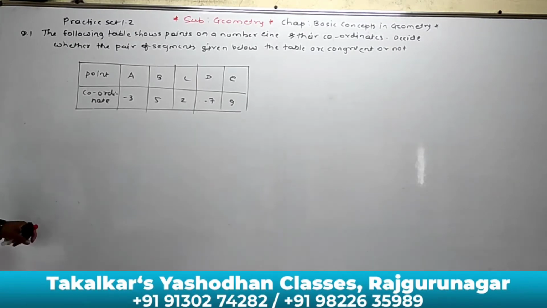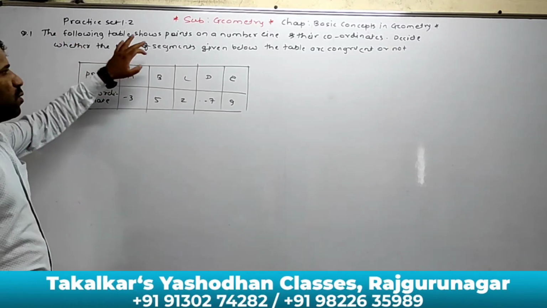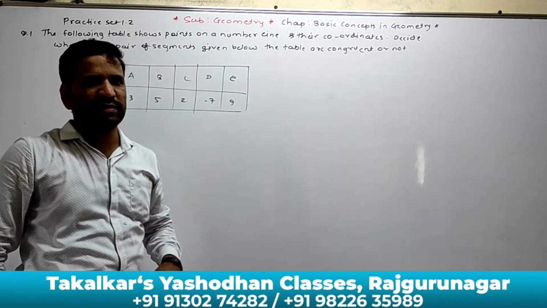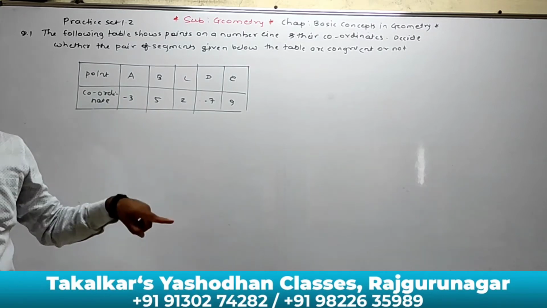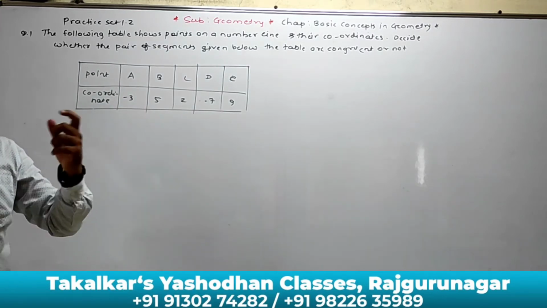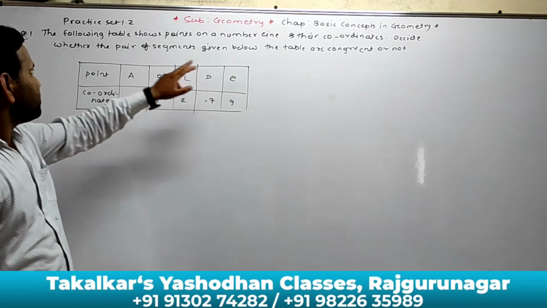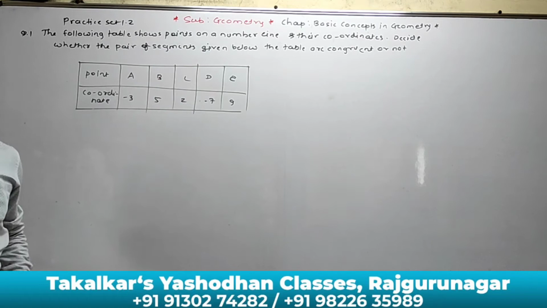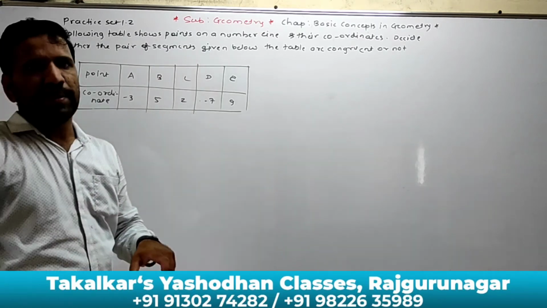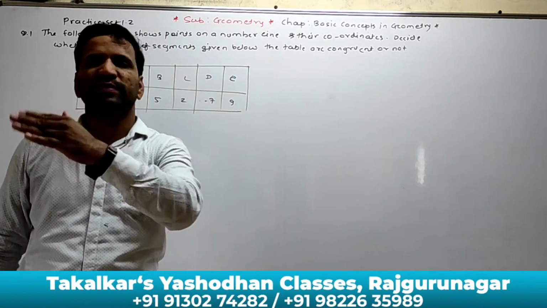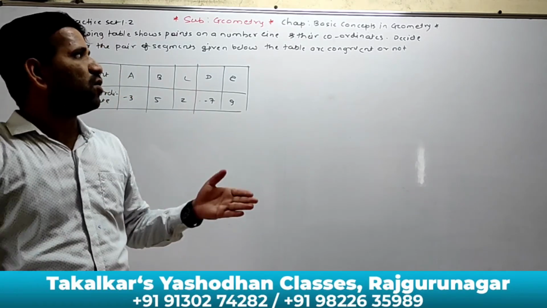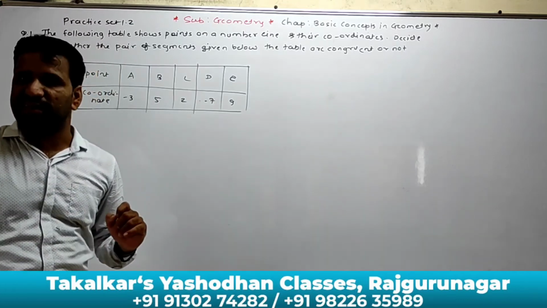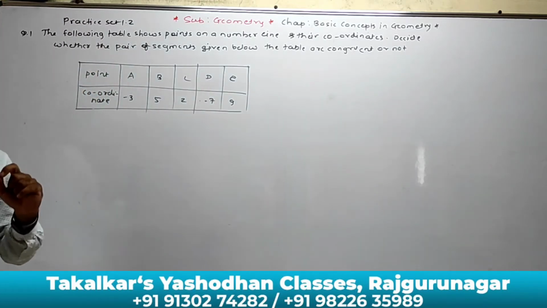Question number 1. The following table shows points on a number line and their coordinates. Simply, they have given some points on the number line and their coordinates. Decide whether the pair of the segments given below the table are congruent or not. They have given us pairs of segments, and told us to decide whether the given segments are congruent or not.